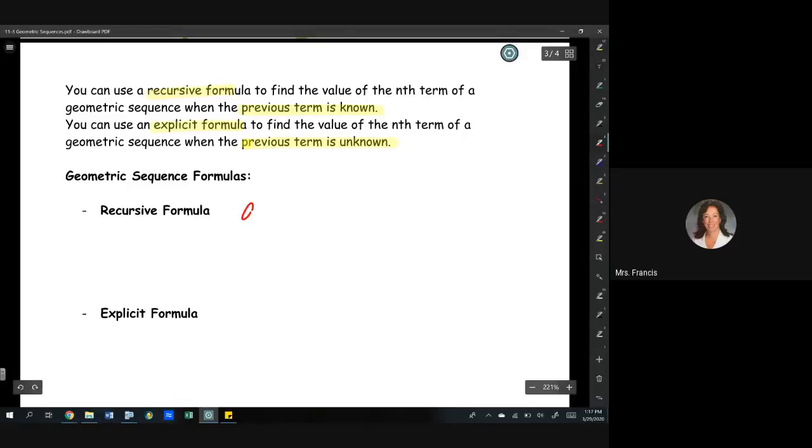So we've got a sub n equals a sub n minus 1 times r. A sub n minus 1, that always throws everybody off, right? That means the term before a sub n. And r, of course, is our common ratio.